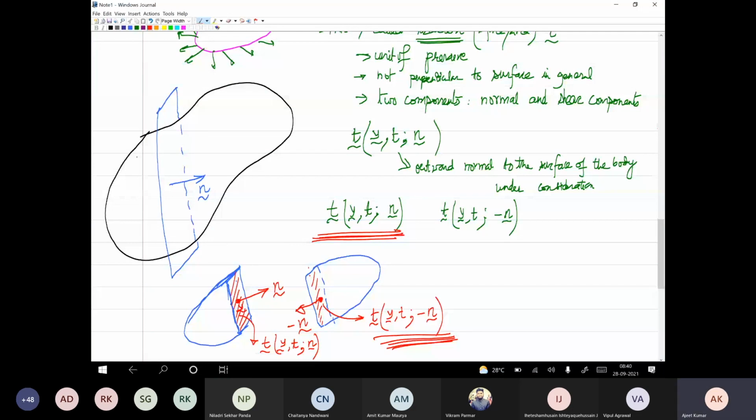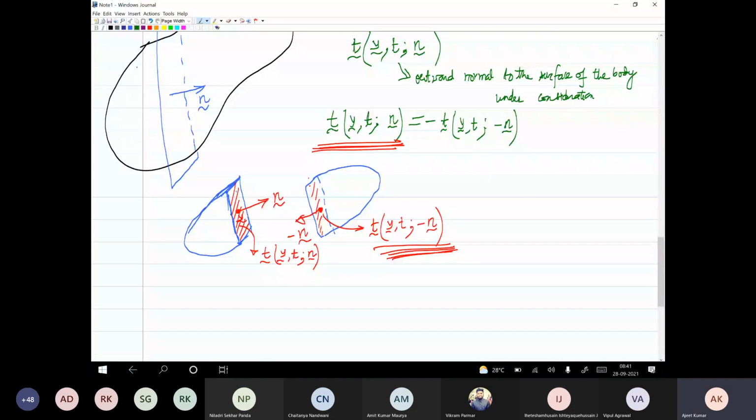And there is actually something more: how this traction depends on the normal n. All of you must have done it in your undergraduate class, the tetrahedron argument. According to it, you can say that this traction T is equal to a stress tensor sigma, which is just a function of y and t, not a function of the normal, times the normal n. So the dependence of traction on the normal is linear. It is sigma times n, where sigma is called the Cauchy stress tensor.